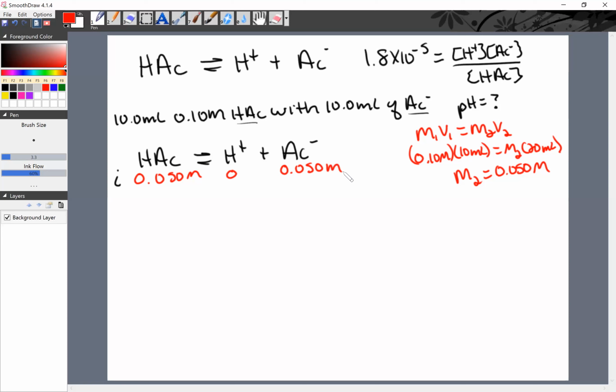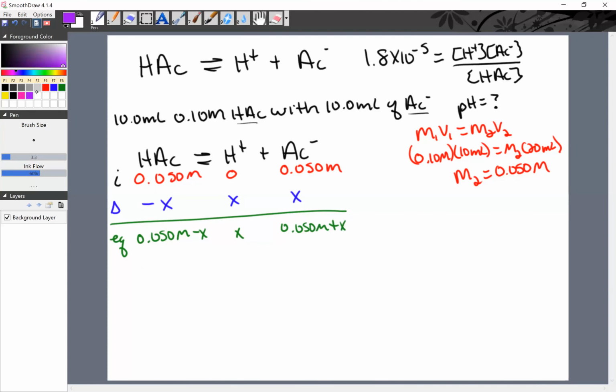Oh, okay. The change has not changed from all of our other equations. And so at equilibrium, we're going to have 0.050 minus x. We're going to have x, and we're going to have 0.050 plus x. Here's the difference. You have a reactant and a product. You have both of those in there. And what is their relationship?